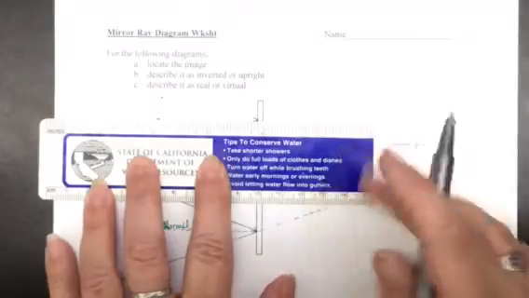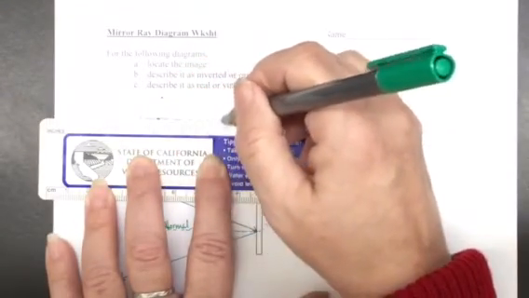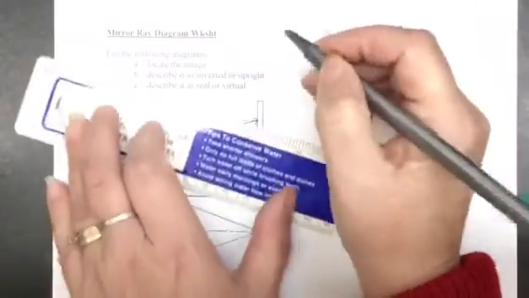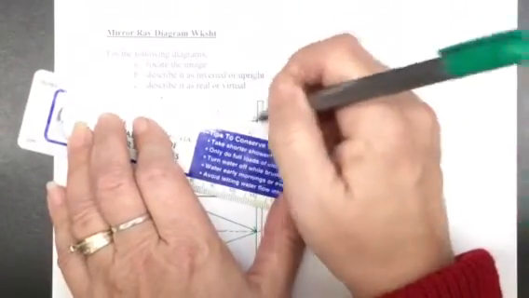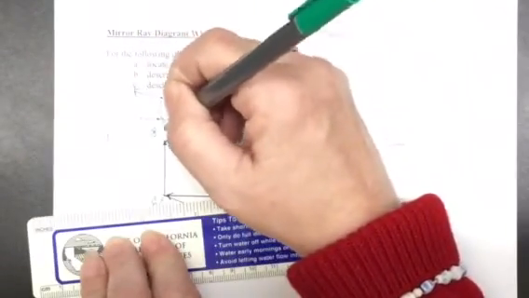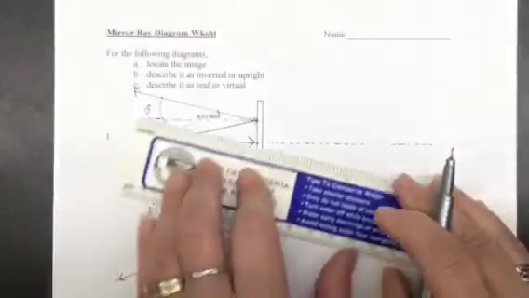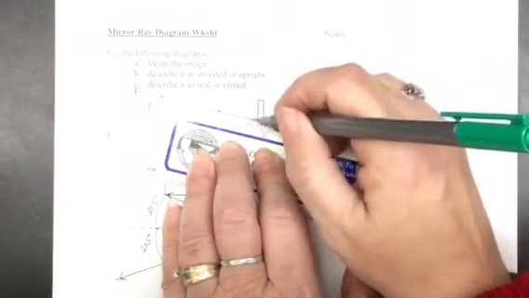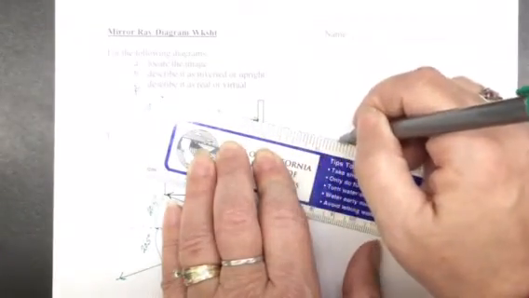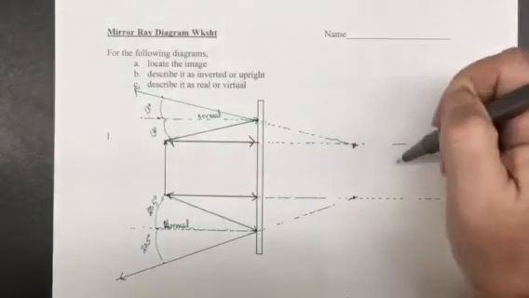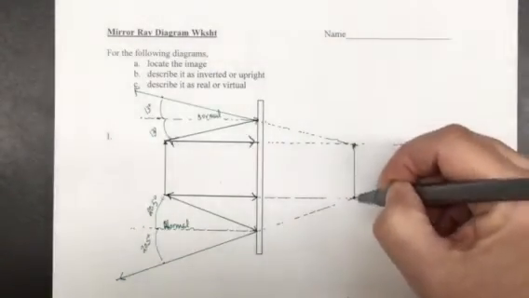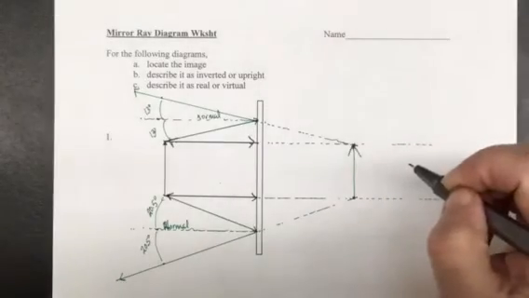And I'm going to draw in my normal. I'm going to draw in my reflected ray. Label them both 13 degrees because I measured them. Then I'm going to bring my reflected ray, so it's always the reflected ray that comes back behind the mirror, only that one. And that's the top of my image because both of them originated at the top of the object. Et voila, there's my image.